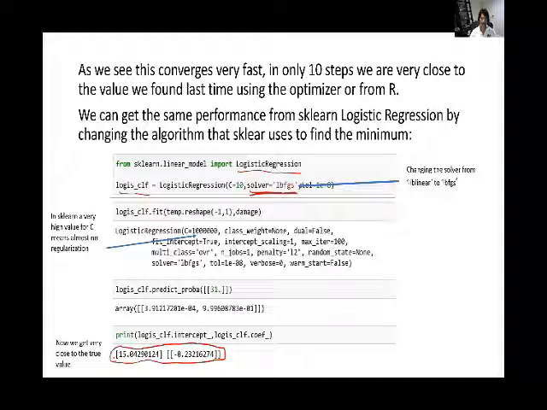So sklearn by default uses the liblinear solver. Right. That's the fastest. Okay. So this one takes a little bit more computation because you need to compute the second order.